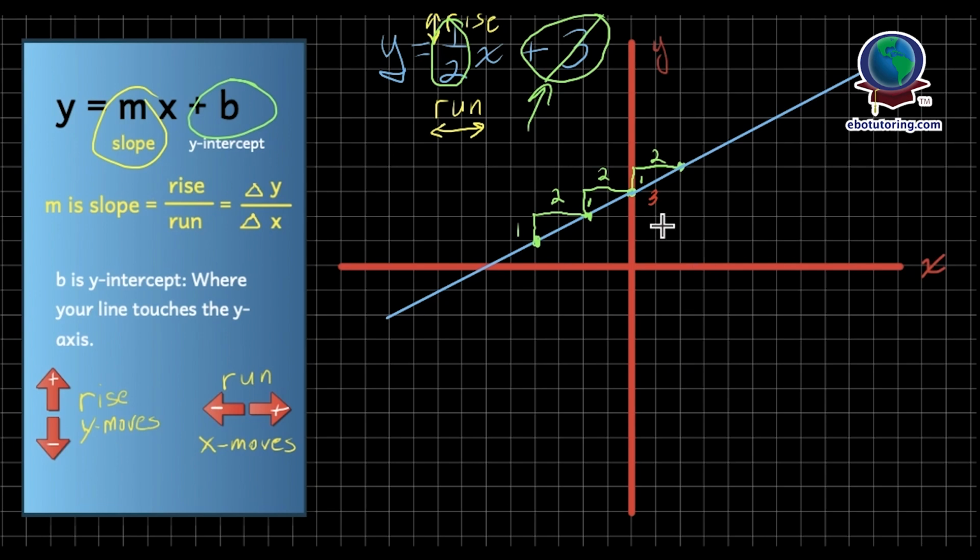This is 1. This would be 2. This would be 0. This would be a negative 1 over here. Negative 2. You know how I'm talking about. That's how this works. Okay, so we just graphed this blue line using y equals 1/2 x plus 3. And that's it. That's how it's done. All right, let's try another one.